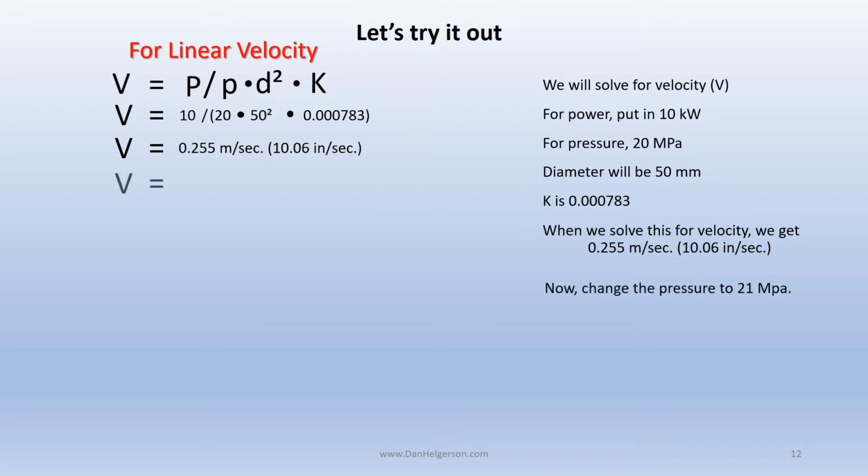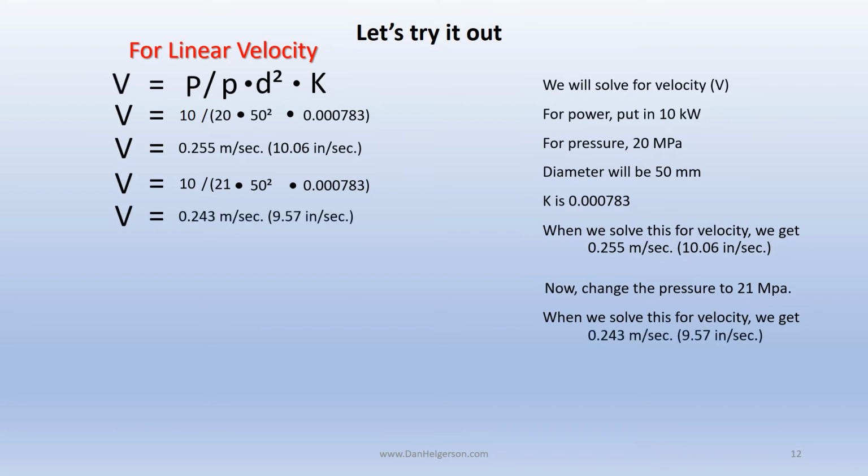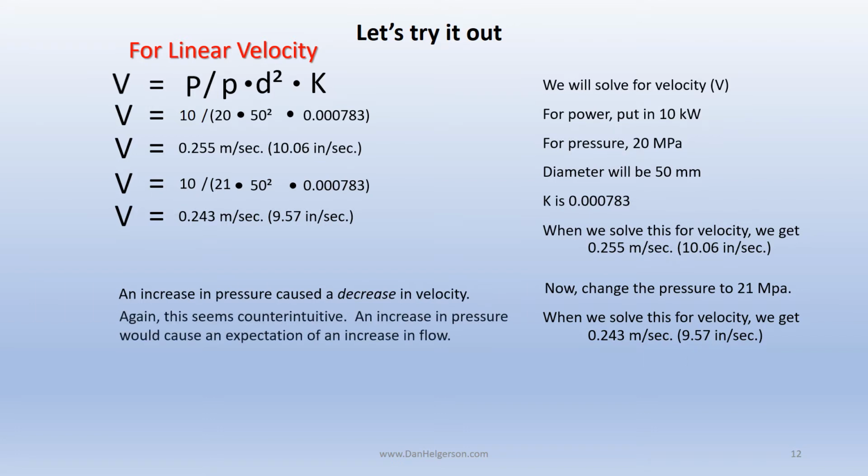Now, change the pressure to 21 megapascals. When we solve for the velocity, we get 0.243 meters per second, or almost 10 inches per second. Again, an increase in pressure caused a decrease in velocity. This is counterintuitive. An increase in pressure would cause an expectation of an increase in flow, but in this equation, we only changed the pressure. The power and diameter stayed the same.